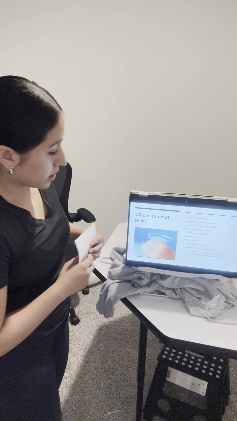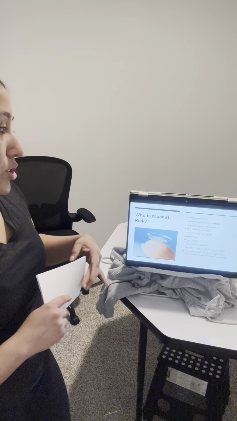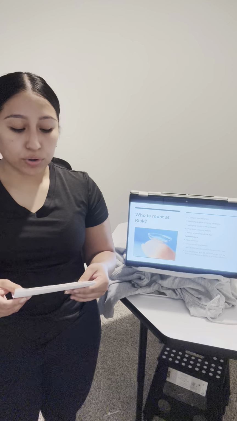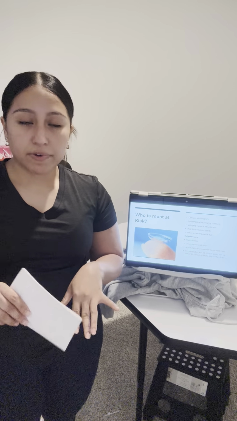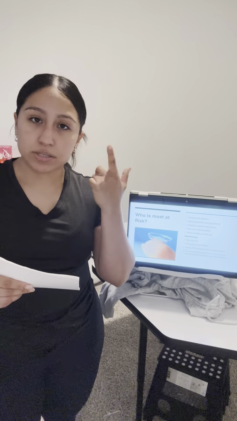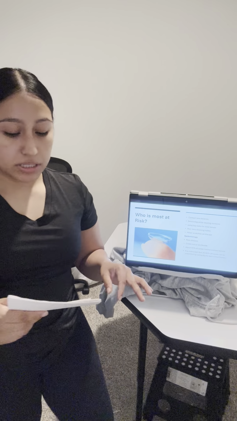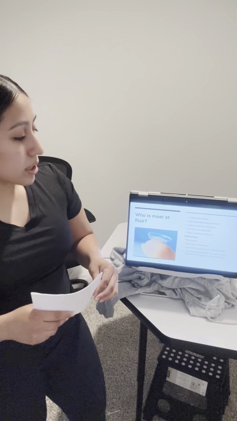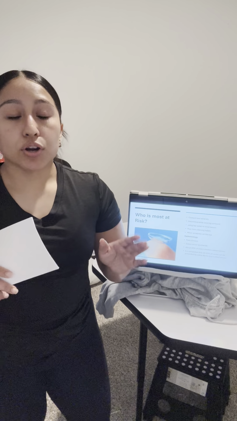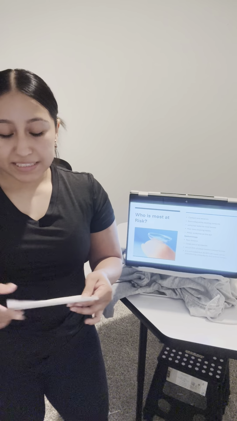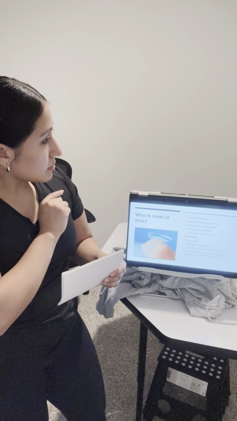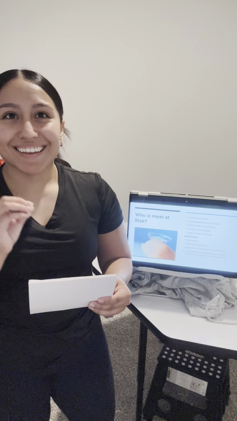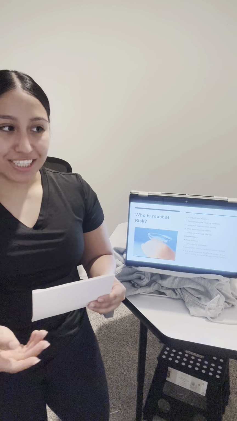So, who is most at risk? Anyone can develop infections, but contact lens wearers have the greatest risk. Like I said, if there's a scratch on the cornea of your eye, the infection gets in your eye, and then that causes it.